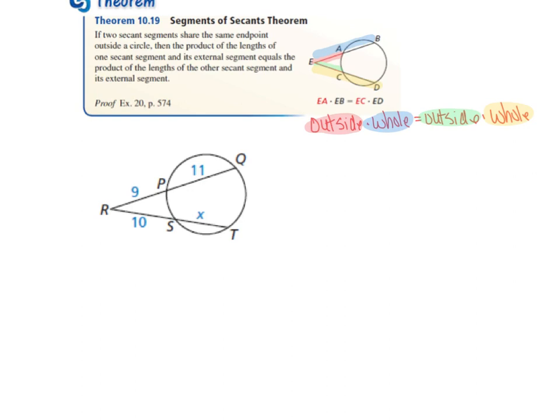Okay, so here's our segment. Let's look at RQ first. So we have the outside part of the segment goes from R to P. So the outside is 9. The whole segment is 9 plus 11, which is 20. Again, you cannot just assume that the two numbers that are there are going to be the two numbers that you multiply together. Okay, so the outside times the whole, that's 9 times 20.